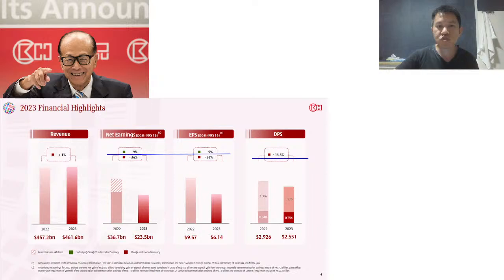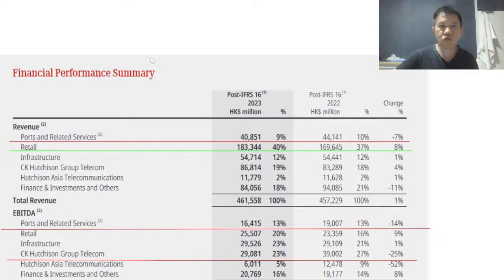So for the Cheong Kong Group, the drag in their performance is actually the port related, so it's down 7% for the full year. Whereas retail did very well, up 8%. So retail I think continues to be strong, be it Hong Kong and China. Consumer spending is coming back, people are traveling again, so it's easy to understand. For ports, you see, wow, the earnings down 14%. Then another drag is the telecommunication, where earnings all plunged. So we dig further to see what happened.